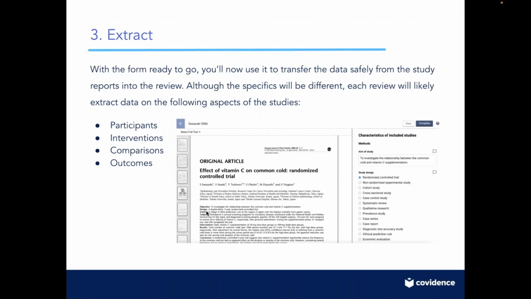So with the form ready to go, you'll now use it to transfer the data safely from the study reports into the review. Although the specifics will be different, each review will likely extract data on the following aspects: the participants, interventions, comparisons, and finally the outcomes. This is, again, if they're following the PICO framework that we're using at the moment, which is based on intervention reviews.